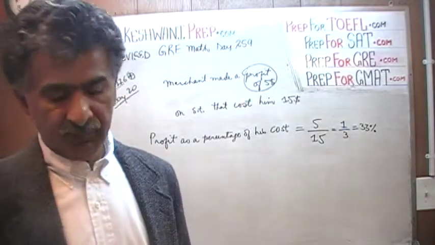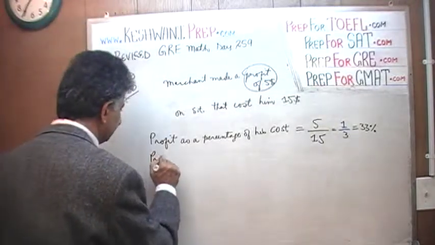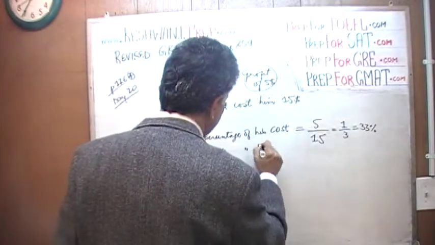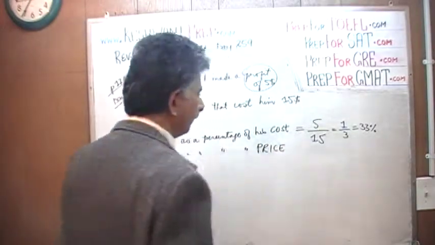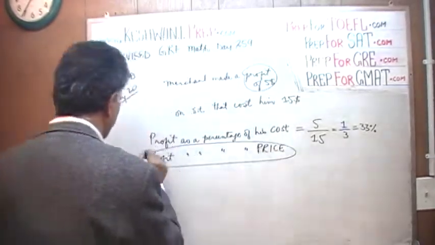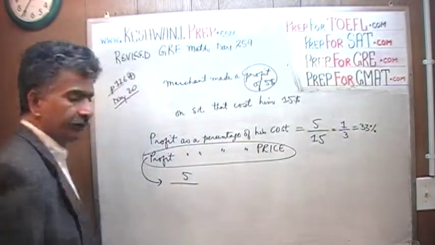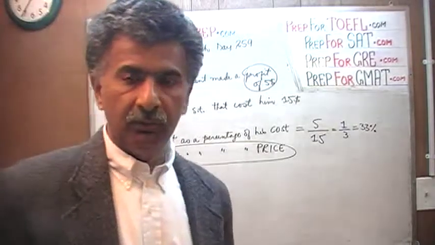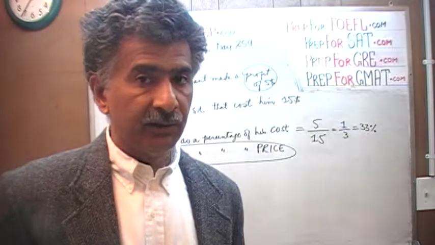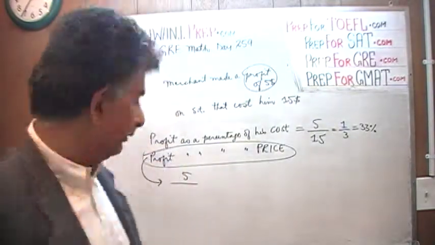The next thing we're going to do here is something that they're not asking for, but let's ask ourselves, what is his profit as a percentage of, not his cost, but of his price? Profit as a percentage of price. Well, he made a profit of $5 on something that he sold for, what did he sell for? Well, we're told that something that cost him $15, when he sold it, he made a $5 profit. Well, he must have sold it for $20.